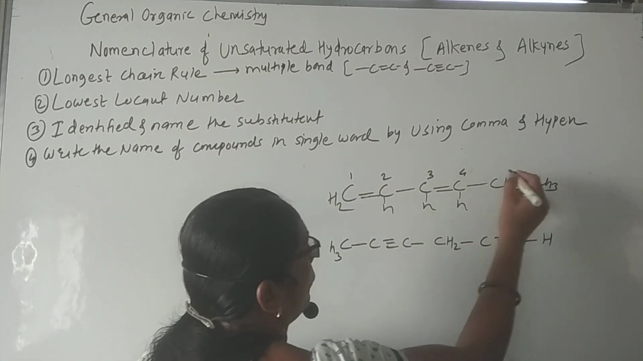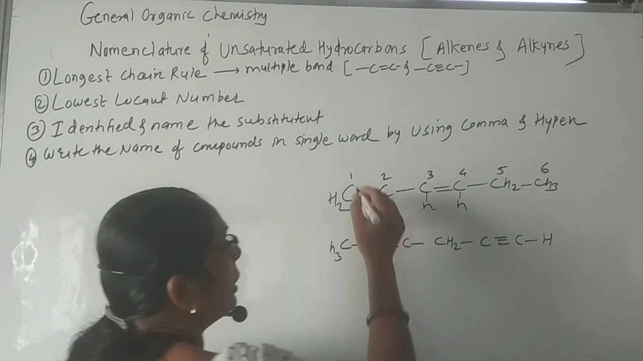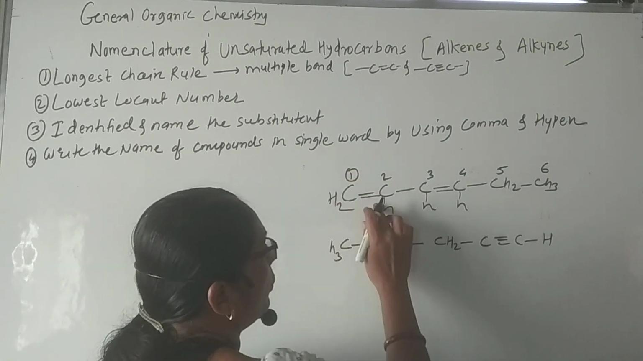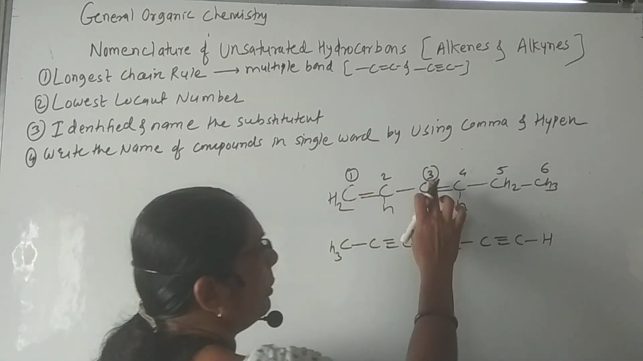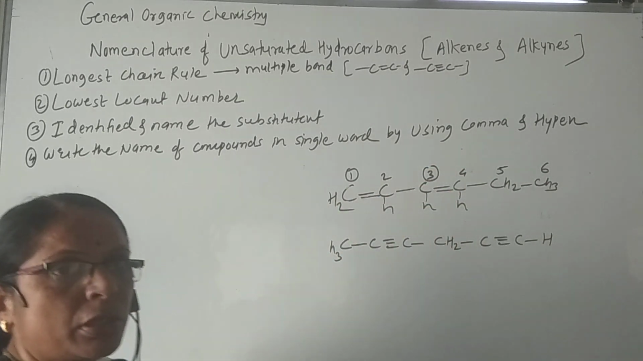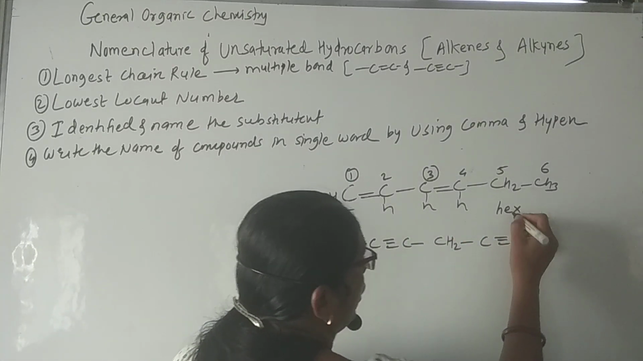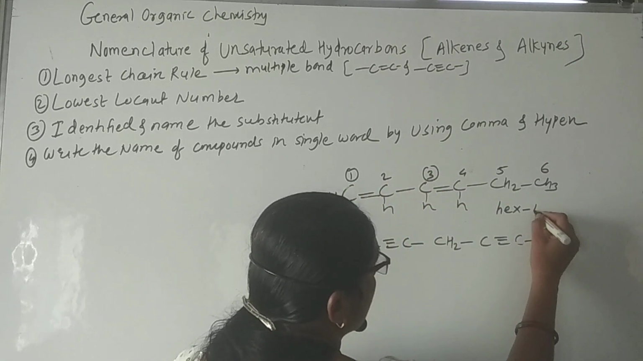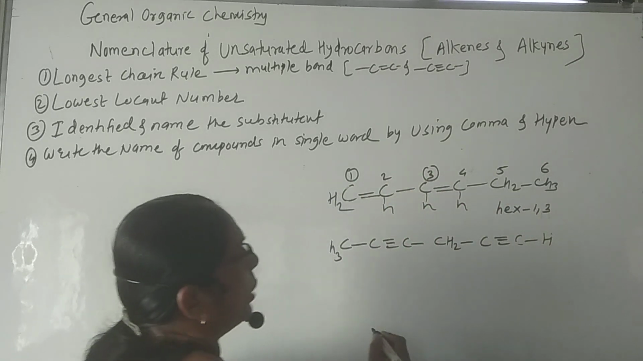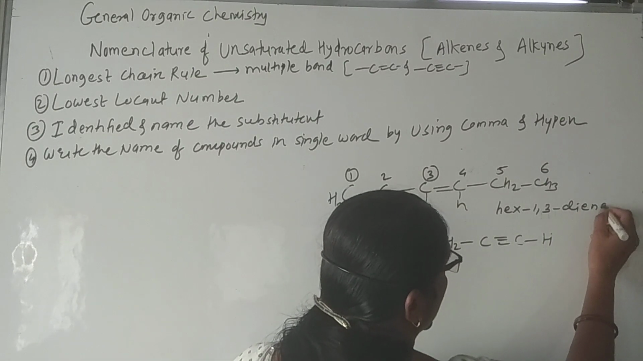So in this way, it has a parent of 6 carbons, that is hexane. Again the multiple bonds are at 1 and 2, and 3 and 4. Between 1 and 2, 1 is the minimum number. Between 3 and 4, the minimum number is 3. So I take the minimum number. So it is hex. Again, hex has the positions of the multiple bonds at 1 and 3. So hex 1, 3, it has 2, so I say it is a diene.